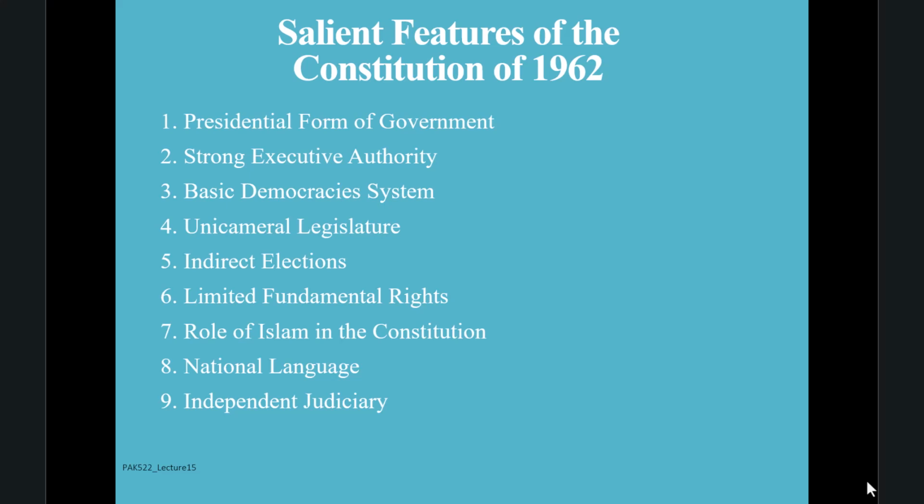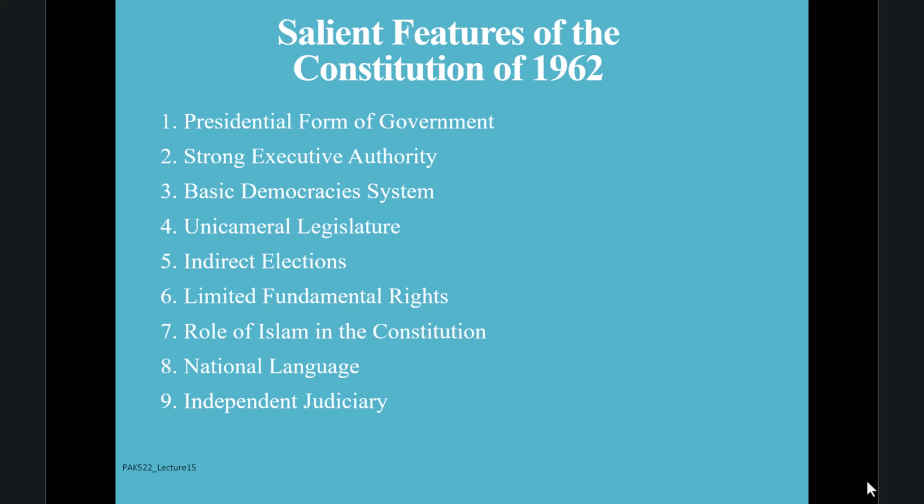Now we will discuss the salient features of the Constitution of 1962. First of all, the presidential form of government, yani Sadarti Hukumat. One of the most important features was the presidential system. Under this system, the president was both the head of the state and the head of the government.